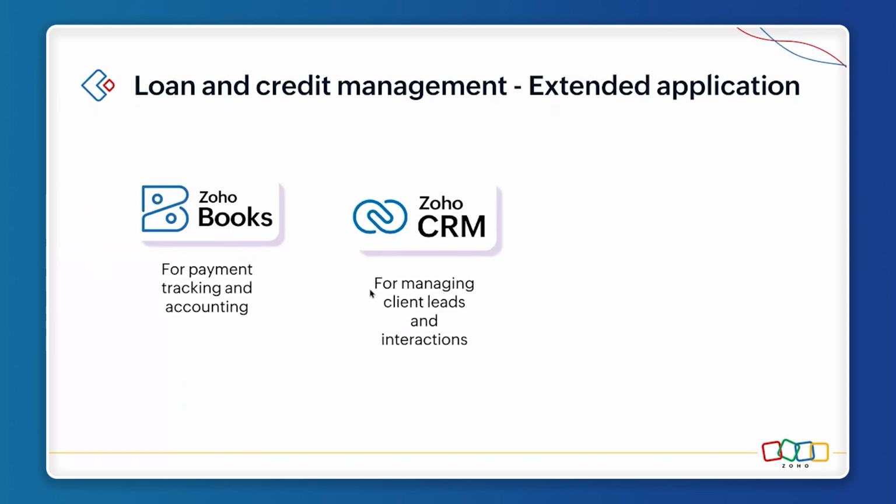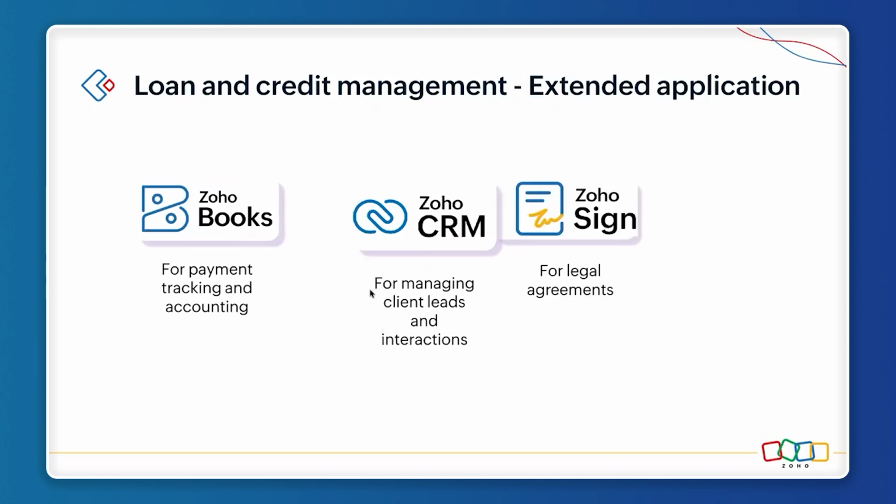Now let's say there is something called Zoho CRM. Every time a client is added as a lead to Zoho CRM, I can push the client information into Zoho Creator, and from Zoho Creator I can manage all his loan application, EMI calculations, repayment tracking and everything. Then I can make use of Zoho CRM in order to reduce data redundancy.